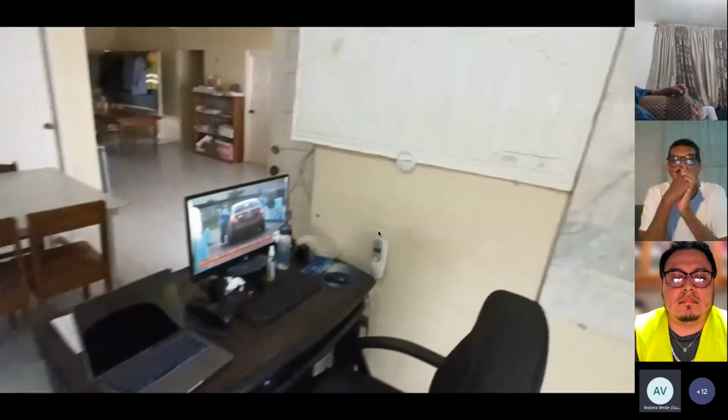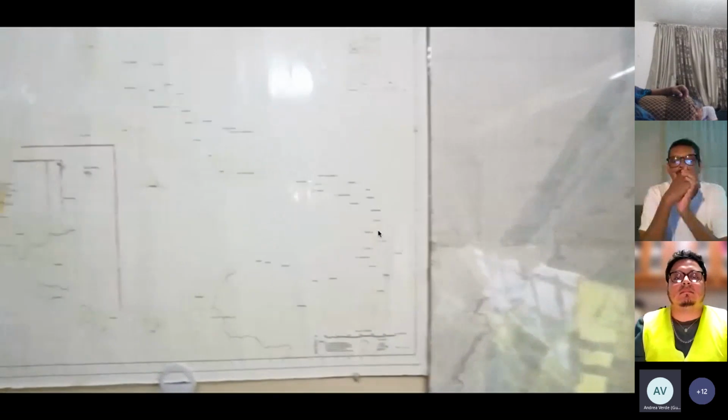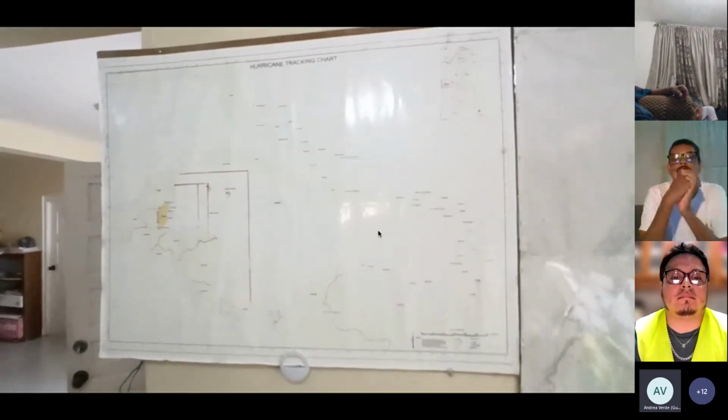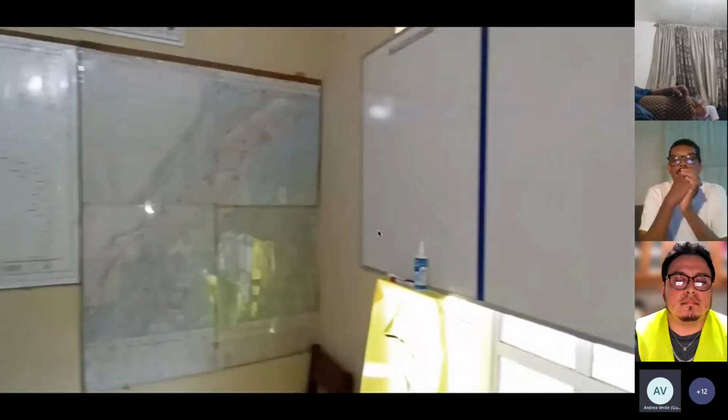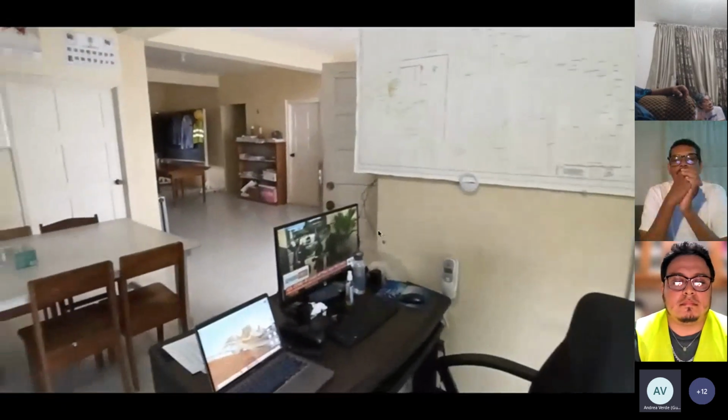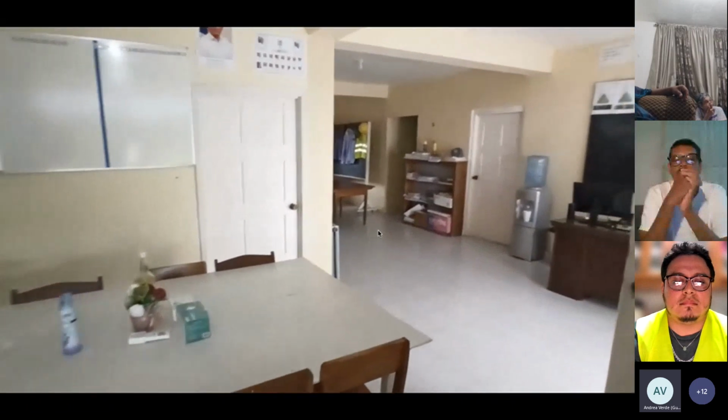We have our tracking chart, using GIS, Geographical Information System. We should always have our tracking chart to check out the hurricanes and their direction.